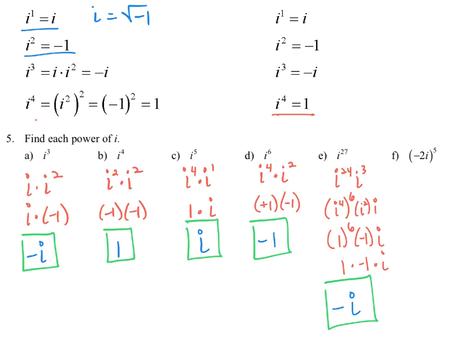In example F, we have negative 2i all raised to the 5th power. So this is the same thing as negative 2 to the 5th power times i to the 5th power. And negative 2 to the 5th power is negative 32. And i to the 5th power can be written as i to the 4th power times i to the 1st power. So this is the same thing as negative 32 times 1 times i. And then our final answer can be written as negative 32i.